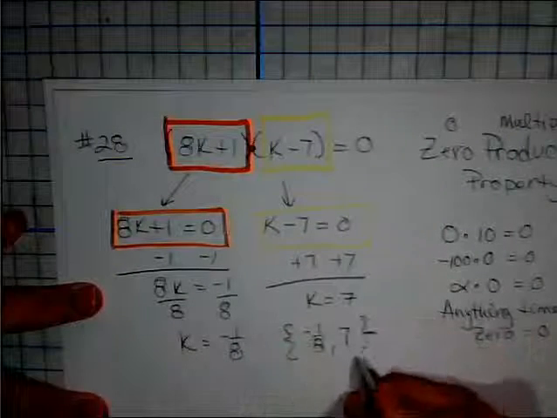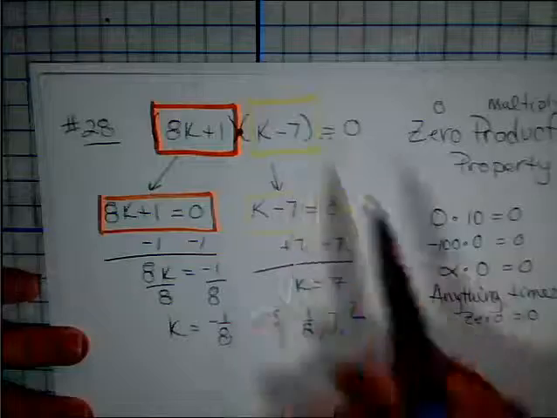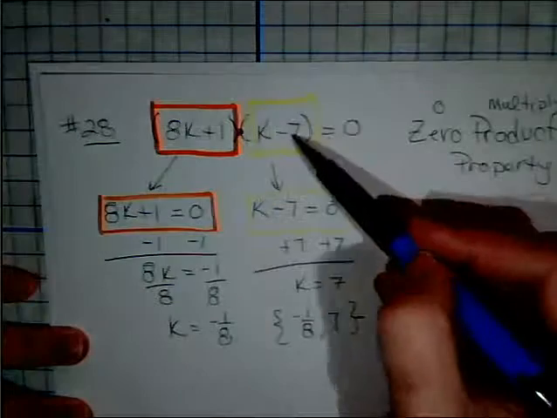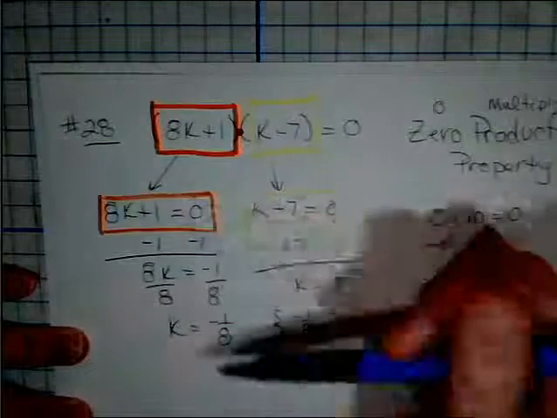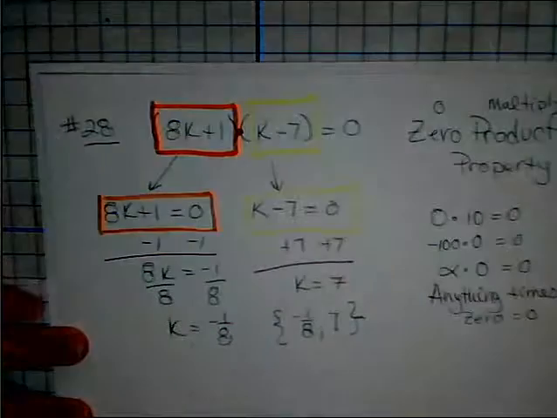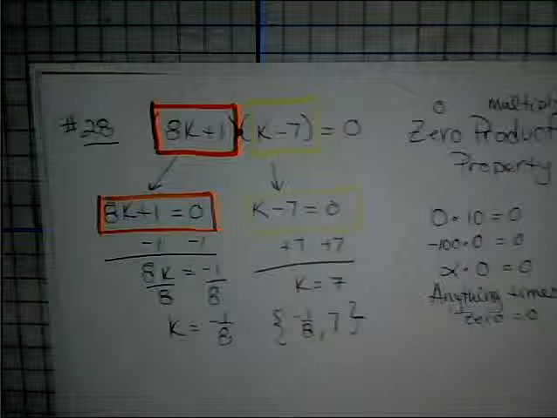Now that is not a coordinate. Those are just two values that make this true. When I plug in 7, I'd have some number times 0, because 7 minus 7 is 0. And that works. And when I plug in negative 1/8, this would be 0 times something that gives me 0. So that's how you would handle a question like number 28.